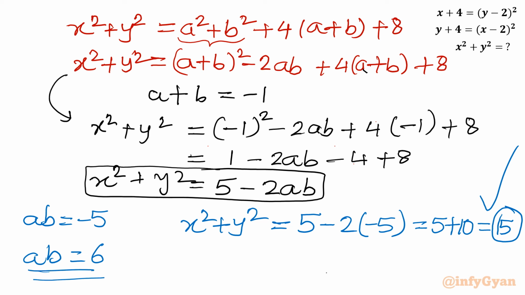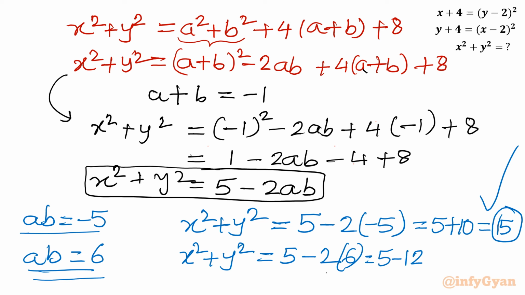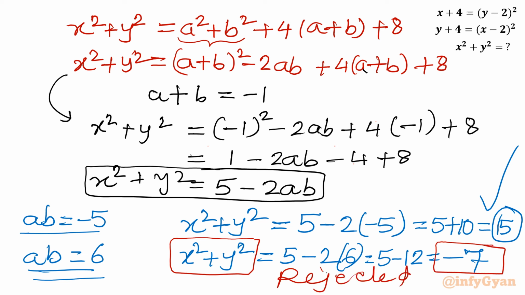Now with respect to ab equal to 6, let's check x square plus y square. I will write 5 minus 2 times 6. So this will be 5 minus 12, which is equal to negative 7. If x and y both values are real, then the sum of two squares cannot be a negative value. So this will be rejected. This is not true for real solutions. So which one we will accept? Our answer will be plus 15, or 15. So the answer is x square plus y square is equal to 15.